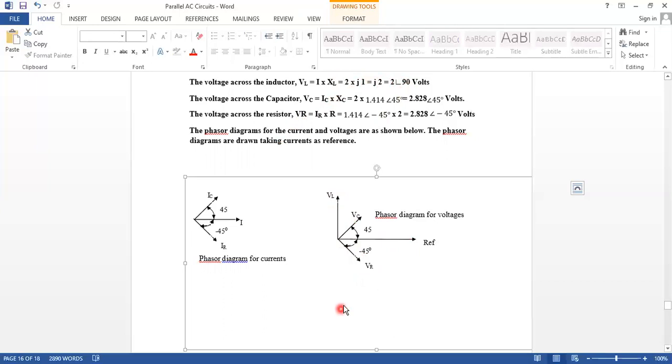Okay. So with this, we come to an end of the AC parallel circuits. Okay. For any further doubts in problems, you can refer to the material which is shared and also my notes.